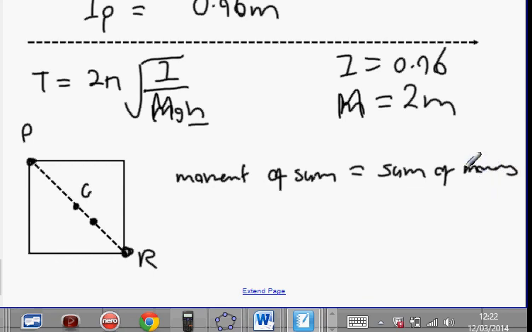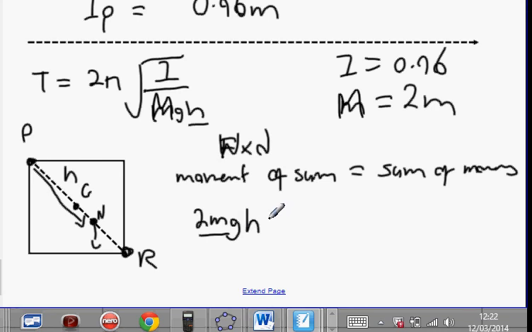Okay? So technically a moment is force by distance, or weight by distance. So the moment of the sum is going to be 2mgh. 2mg, that's the weight of the system. The distance we're going to describe as h, which is the distance to the new center of gravity. Just let n be the new center of gravity that's acting downwards of the system. So that's going to be 2mgh.